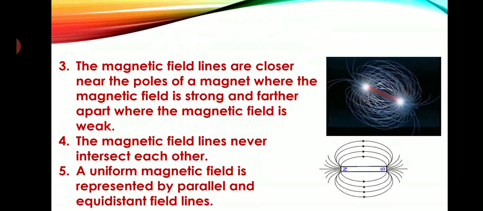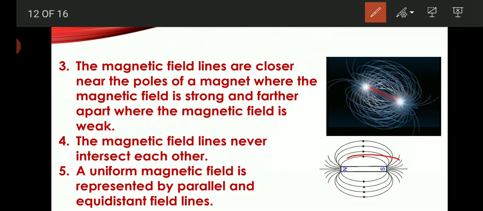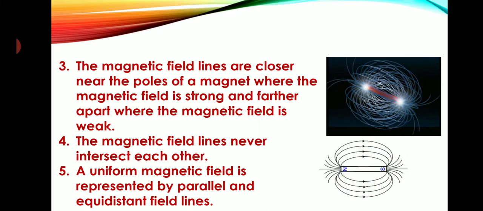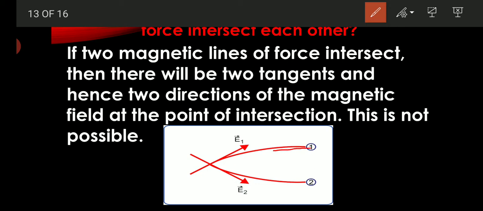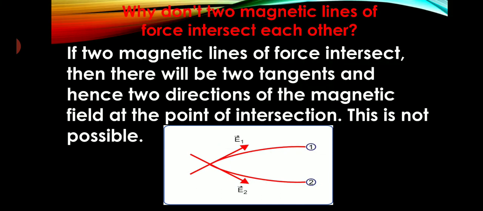The fourth one, the magnetic field lines never intersect each other. These lines never meet at a point. Why? What happens if they meet at a point? If two magnetic lines of force intersect, then there will be two tangents and hence two directions of the magnetic field at the point of intersection. So this is not possible. See here, if these two lines meet at a point, we will get two tangents. This shows two directions of the magnetic field, but it is not possible at all. Therefore, the field lines never intersect each other.